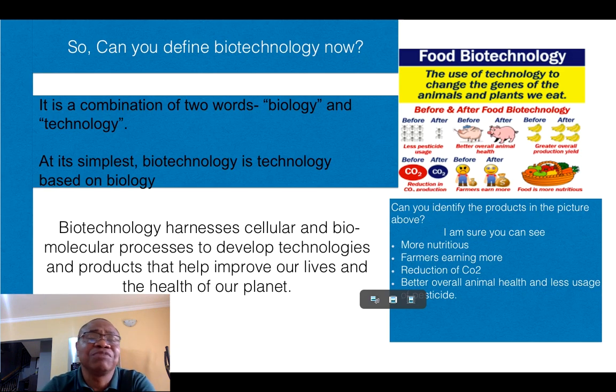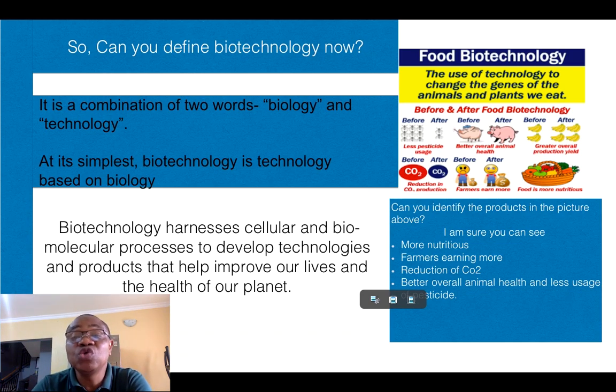So what is biotechnology in the first place? It's a combination of two words, biology and technology. In other words, biotechnology is a technology based on biology. So what are we talking about? In biotechnology, we're able to harness, put together the cellular and multicellular processes to develop technologies and products that can help our lives and improve our planet's health.